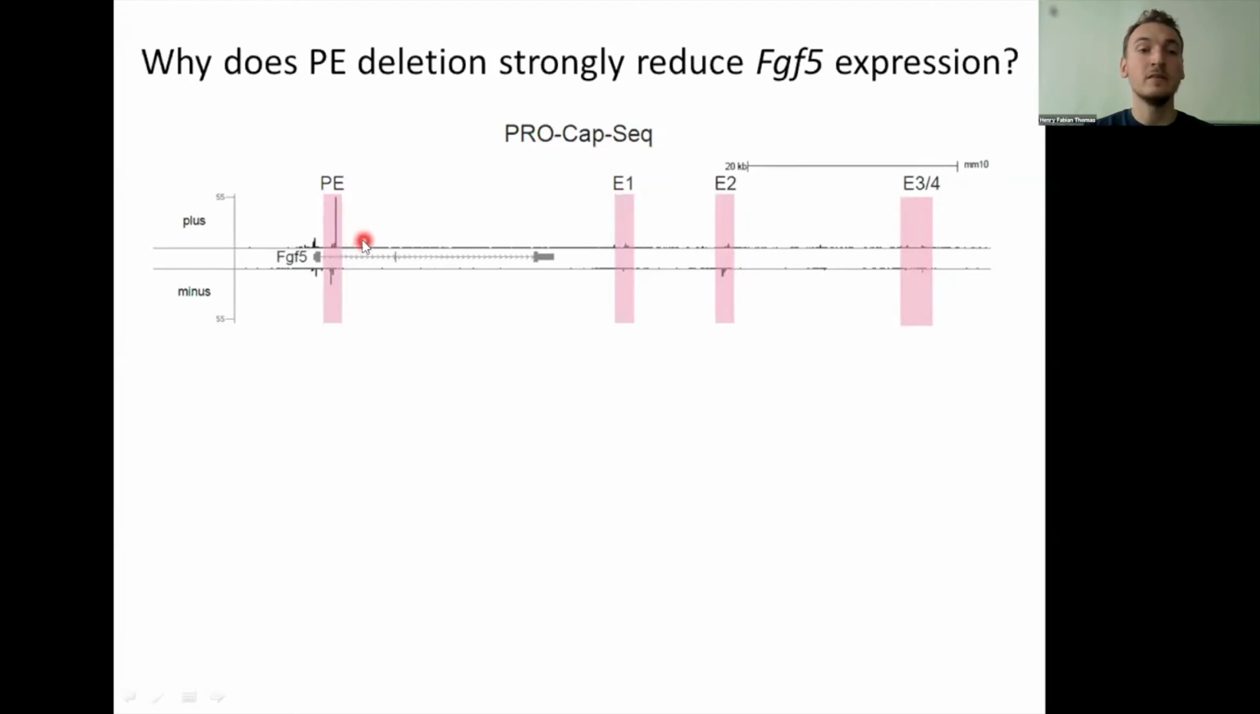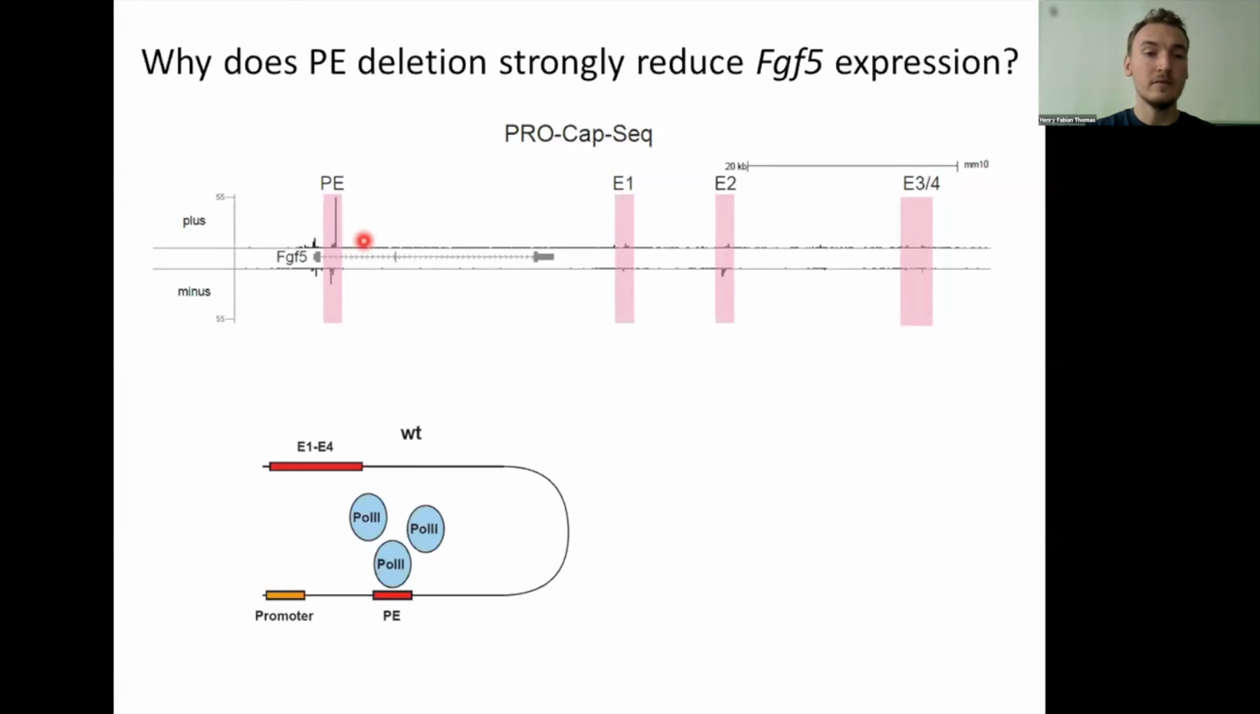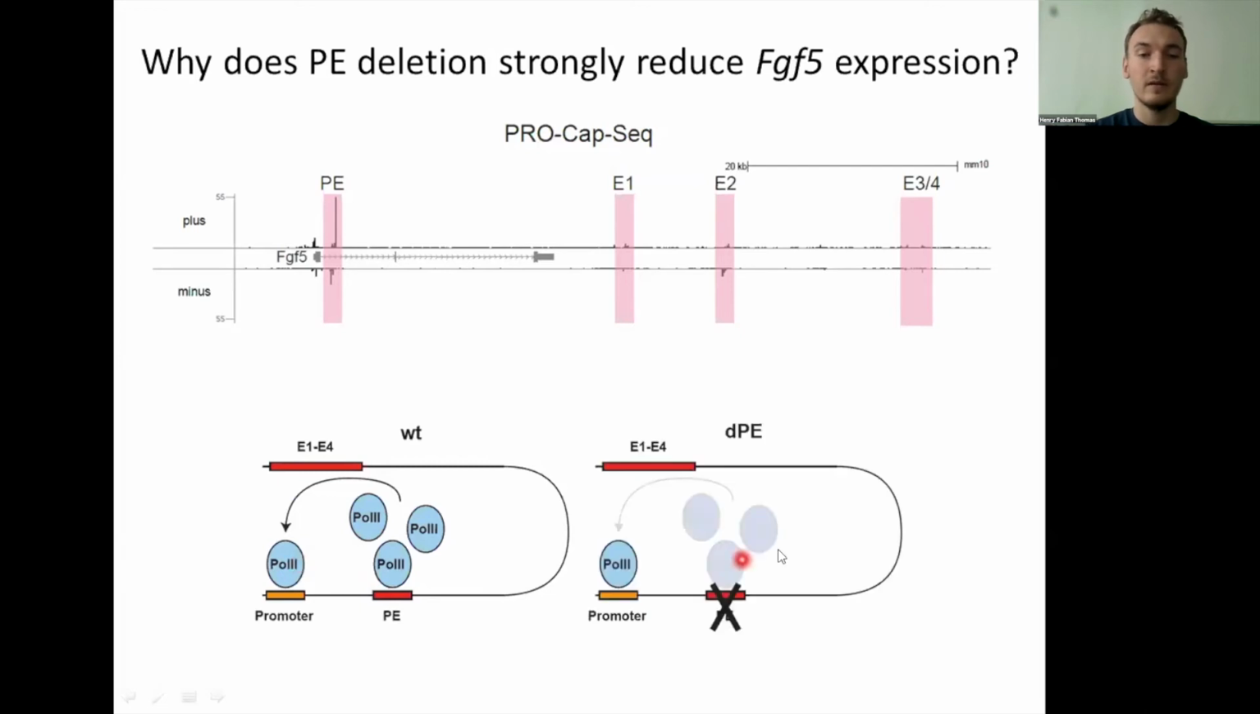So PE is indeed an enhancer and not, for example, an alternative transcription start site. So taken together, these data show that there's an accumulation of initiating polymerase at the PE enhancer. And we think that this polymerase might contribute to the expression of Fgf5, and that this is why upon deletion of PE, we see such a strong decrease in Fgf5 expression.